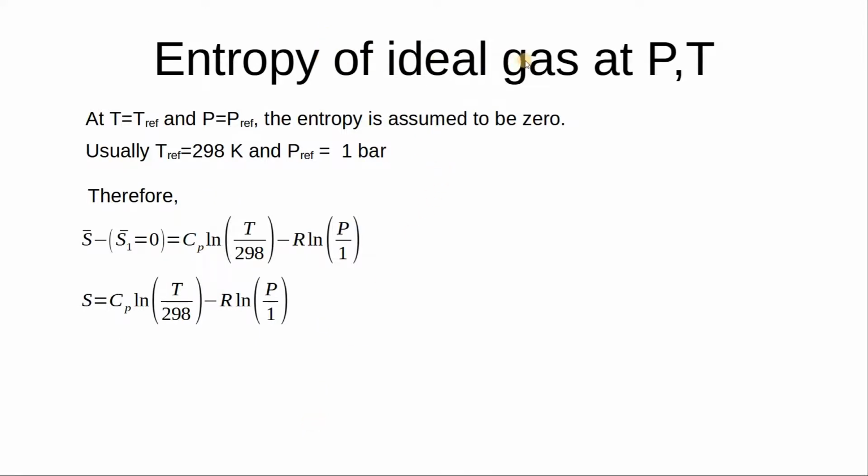Now, the entropy of an ideal gas at any pressure and temperature. How do we calculate the entropy of any fluid at any pressure and temperature? We take a reference pressure and temperature where we arbitrarily fix the entropy of the fluid as 0. Usually the reference temperature is taken as 298 Kelvin and the reference pressure is taken as 1 bar.